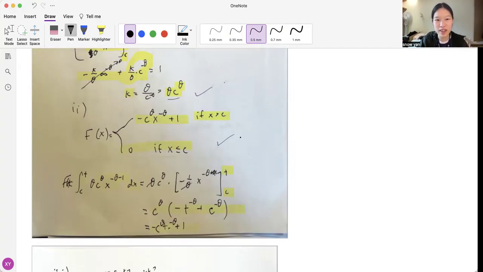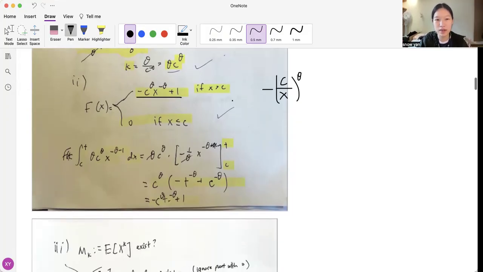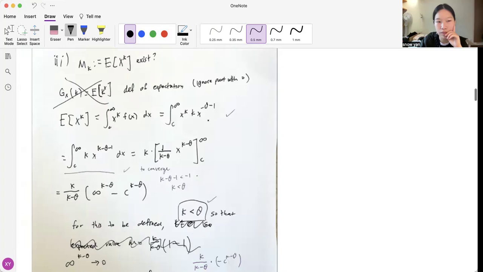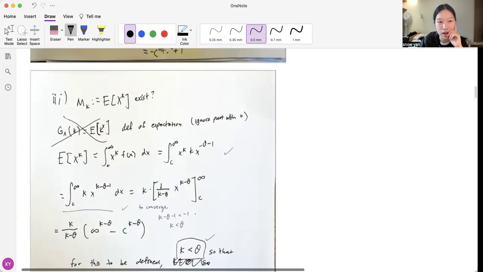I could have written it more nicely in the form of 1 minus (c over x) to the theta, where there's a negative sign, and I can even move the 1 so that it looks nicer. This is equivalent, but I wrote it in that form because I didn't simplify.